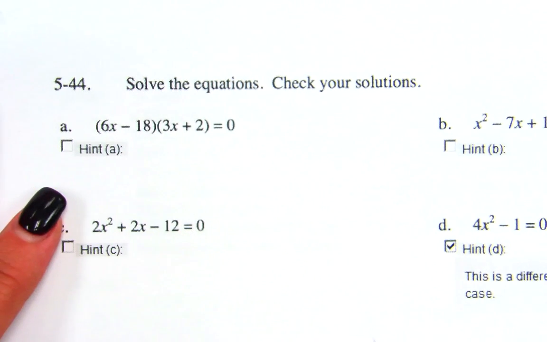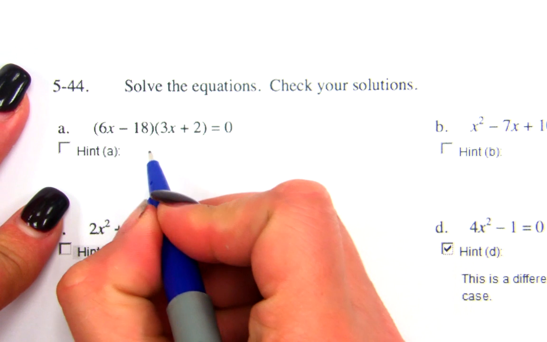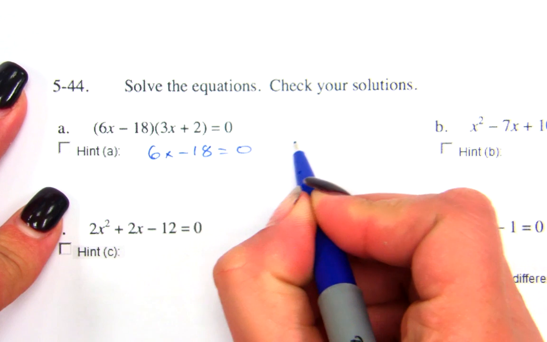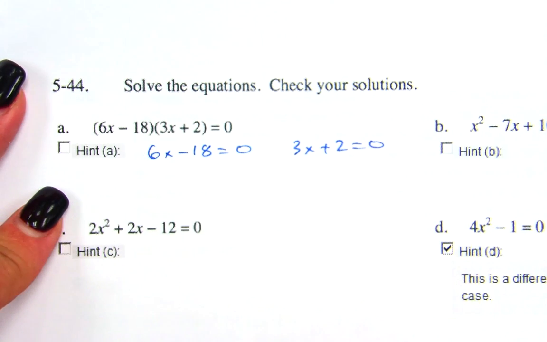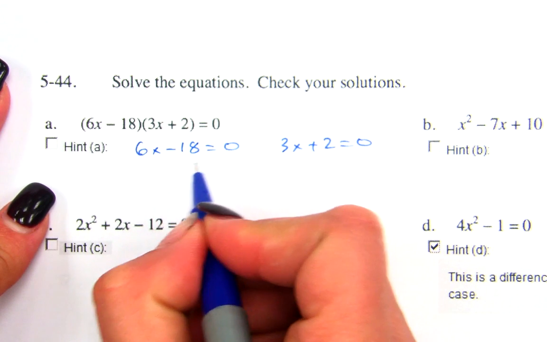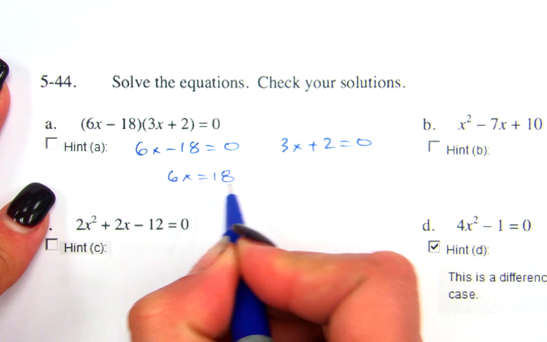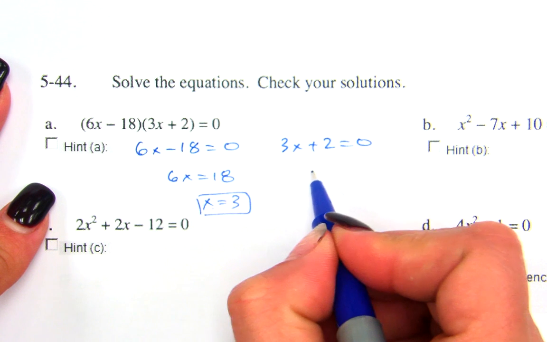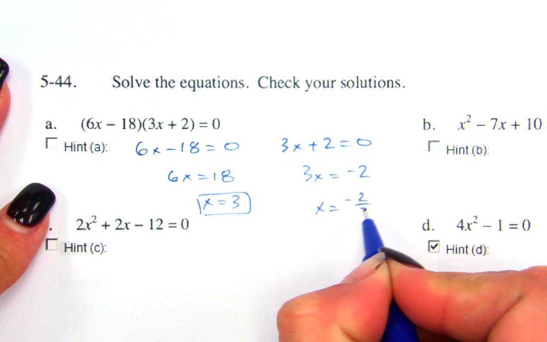I just want to break down A really quickly. Since you have two products that are equal to 0, you can set one of them equal to 0, and then you can set the other product equal to 0. You would solve it, work it out, add 18 to both sides, so you get 6x equals 18. Divide by 6, you get x equals 3. That's 1. And then 3x equals negative 2, so x is equal to negative 2/3.